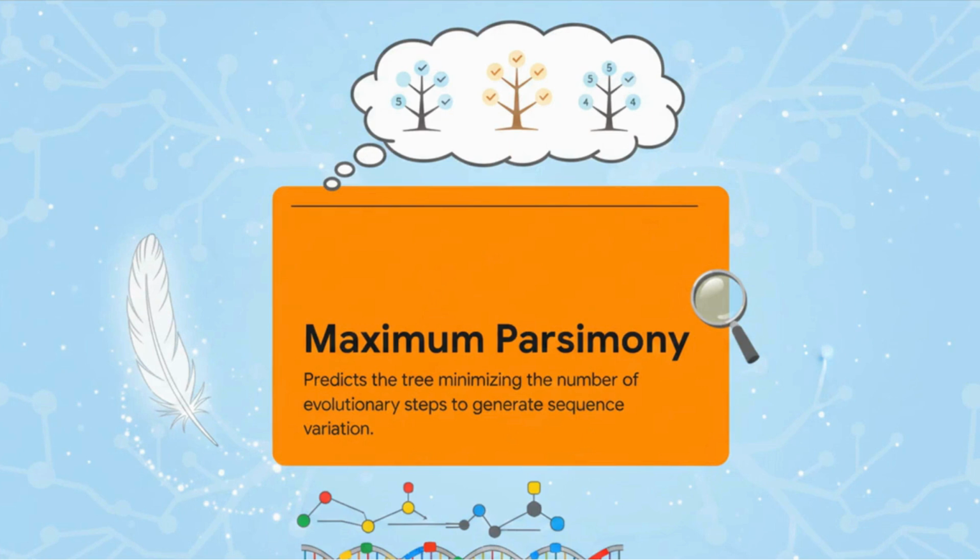Let's start with maximum parsimony. Think of this method as applying Occam's razor to evolution. It basically says the best tree is the one that requires the absolute minimum number of evolutionary changes to explain the data you're seeing. It's looking for the simplest explanation possible. It works by finding the tree topology that minimizes the total number of mutations, or substitutions, from a common ancestor to generate your observed sequences.